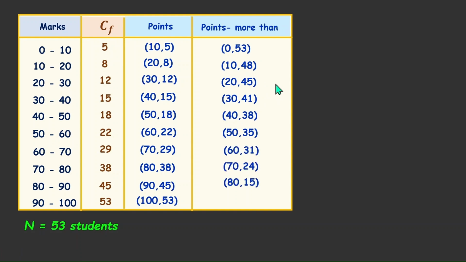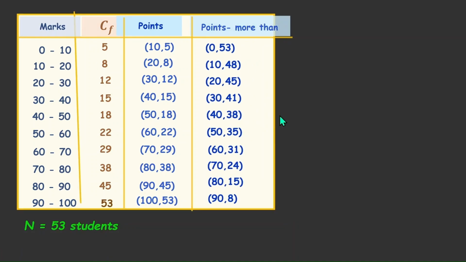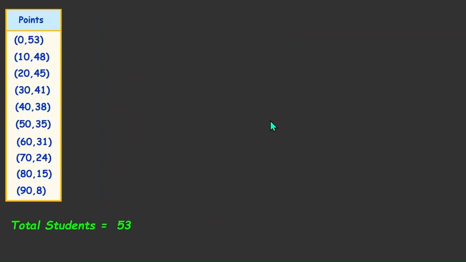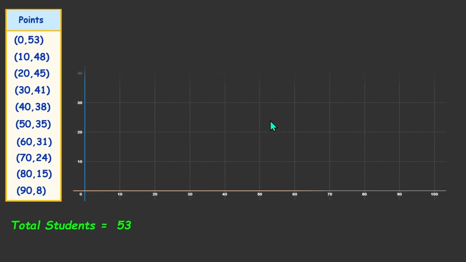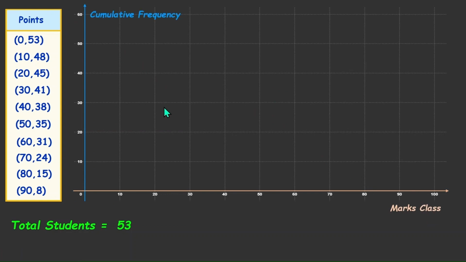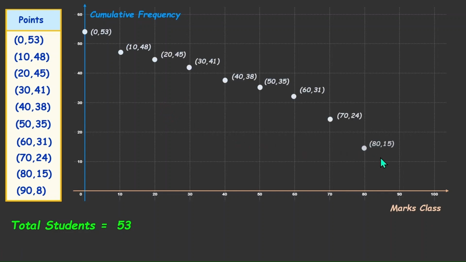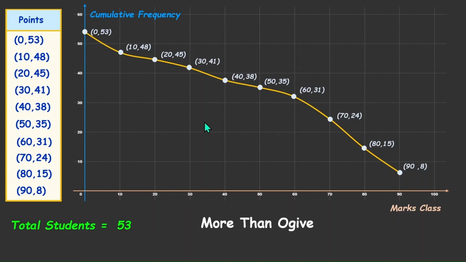And now all we need to do is take these points and make a more than ogive curve. So again, let's take our graph. We have our axis, marks class, and the cumulative frequency. And these are the more than ogive points. We can plot them, and now all we need to do is connect them to give us the graph. So this is a more than ogive curve.